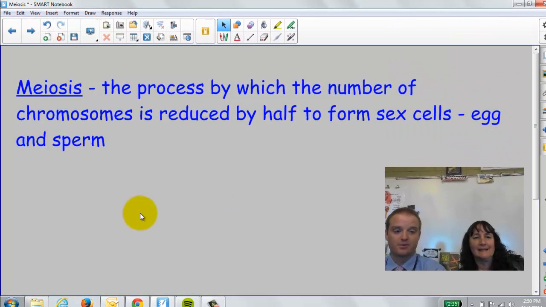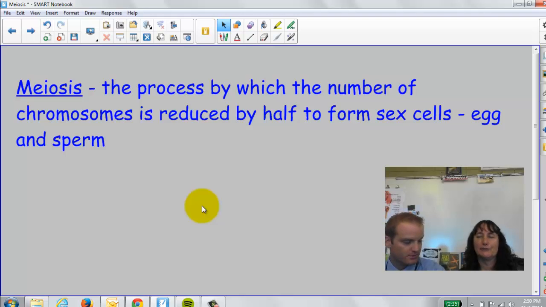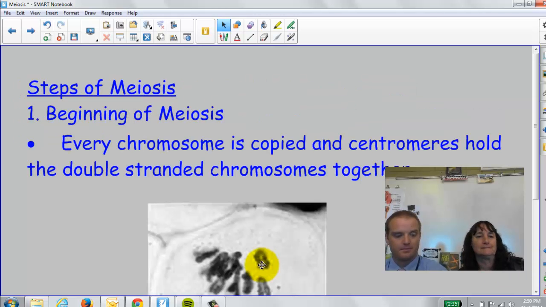I'll let Mrs. Froman jump in with what we're talking about here. What we're talking about is meiosis. It's the process by which the number of chromosomes in the cell is reduced by half to form those sex cells, which are the egg and the sperm that are used in reproduction. And so normally my cells have 23 pairs of chromosomes. Pairs, yeah. And so we're kind of splitting the pairs, right? That's the idea of meiosis. Those pairs are broken up and end up with half as many chromosomes.